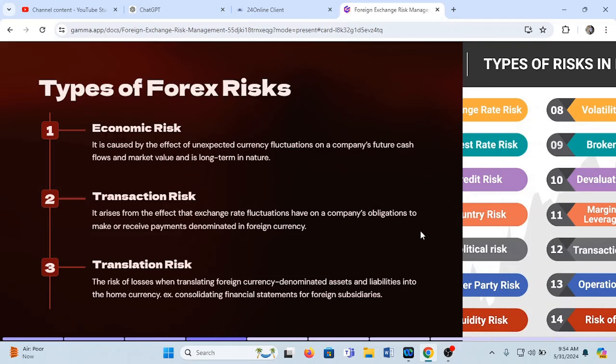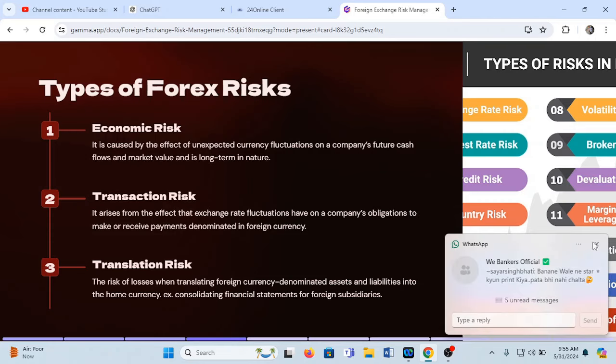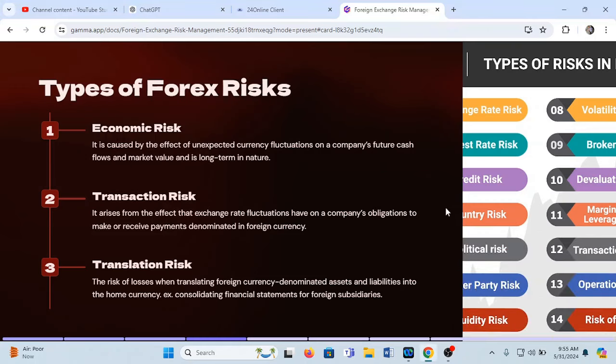And then the third is economic risk. Economic risk is the least heard of the three. But this is again very important. Why? Because it is caused by the effect of unexpected currency fluctuation on a company's future cash flows and market value. This is for the long term, I'm saying. Again, I'm repeating, these are the effects of fluctuation on a particular company's cash flow. It can be in any currency. And this fluctuation is going to affect your market value in the long term. It is of a long term nature, not a short term nature, like speculative practices, which are all short term. Economic risk is when it is taken over a long term period.